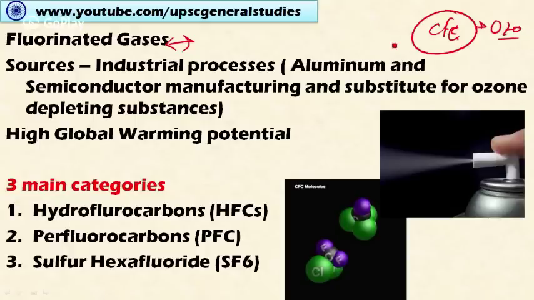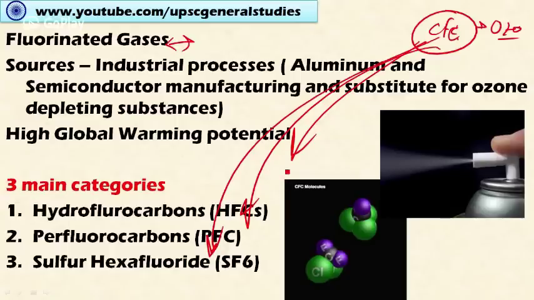So these fluorinated gases, that is the hydrofluorocarbons, perfluorocarbons, and sulfur hexafluoride, are used as a substitute for chlorofluorocarbons, because these compounds meet the requirements of chlorofluorocarbons, but they do not deplete the ozone layer. So these fluorinated gases are used to replace the chlorofluorocarbons in industrial uses. But even though they do not deplete the ozone layer, they contribute significantly to global warming.